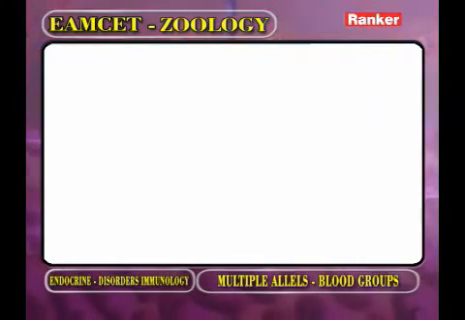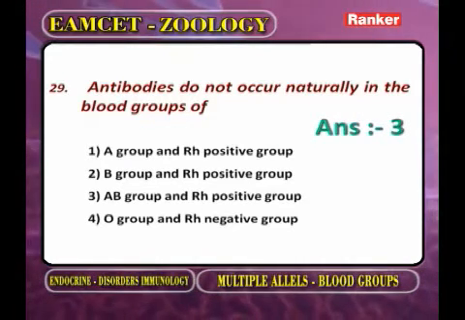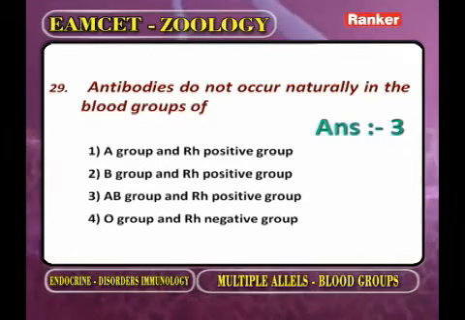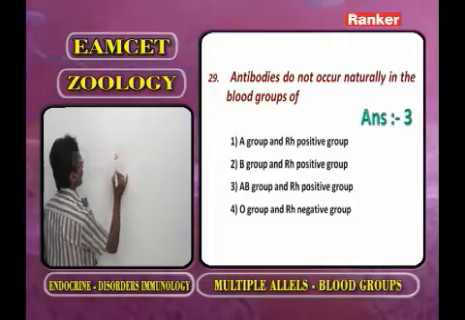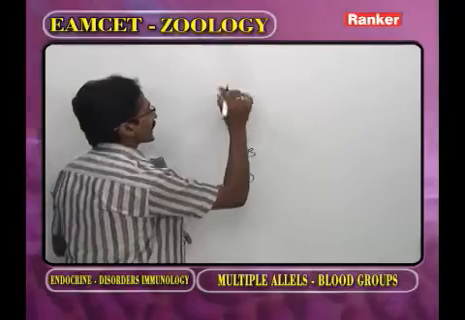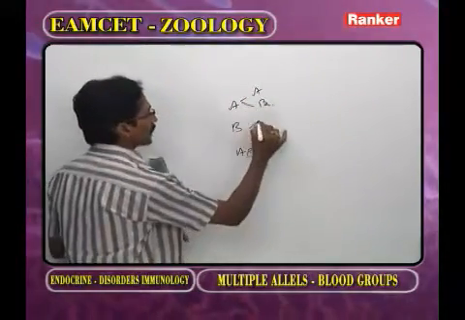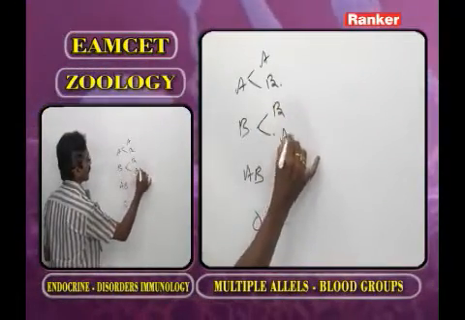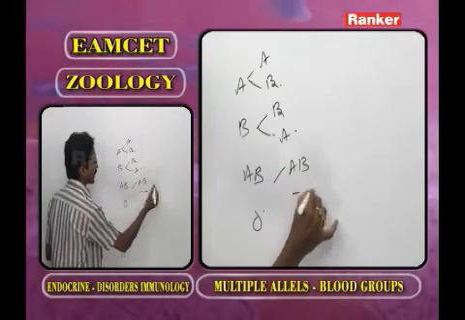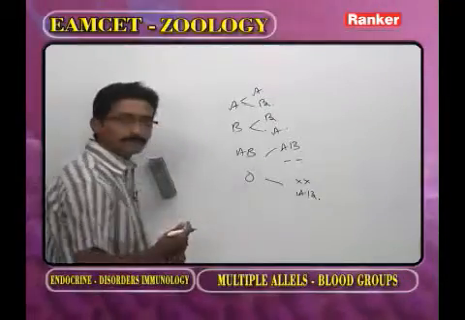Now the next one is, antibodies do not occur naturally in the blood groups of. Now as we observe, blood groups A, B, AB and O. Now, in the A blood group, what is the antigen? A. What is the antibody? B. Now, in the B blood group, what is the antigen? B. And what is the antibody? A. Now, in the AB blood group, only antigens, no antibodies. What about the O blood group? No antigens, only antibodies.